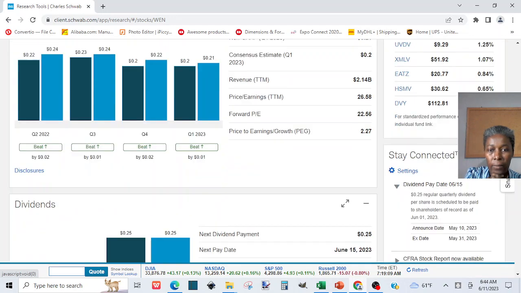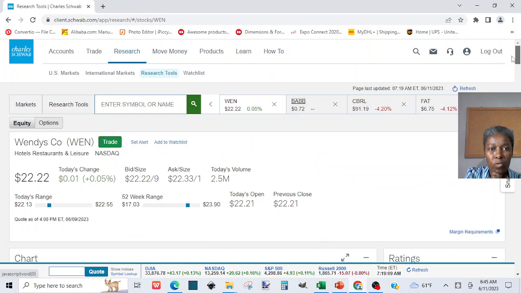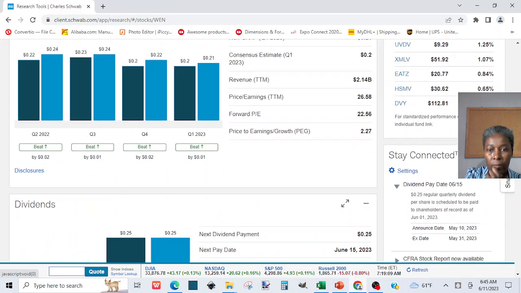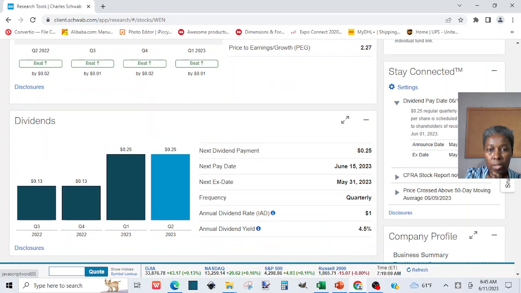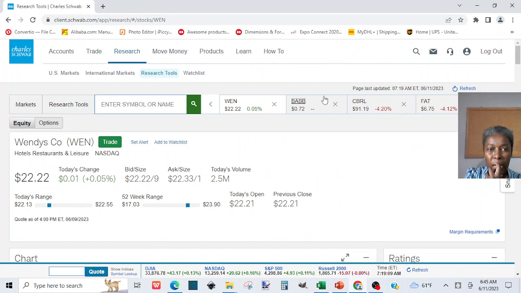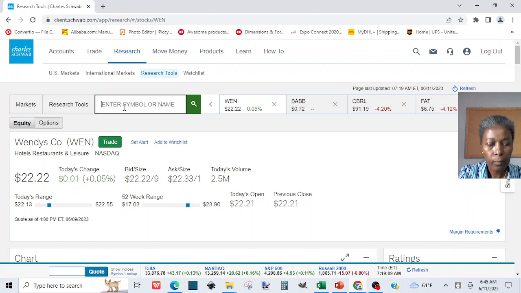The dividend is 4.5%, and it pays in month 3 of the quarter, and 25 cents a share in dividend. So every dividend payment is 25 cents a share. A year it pays $1, since they pay 4 times a year. So we'll move to the next one, and that will be ARKR, Ark Restaurants Corp.